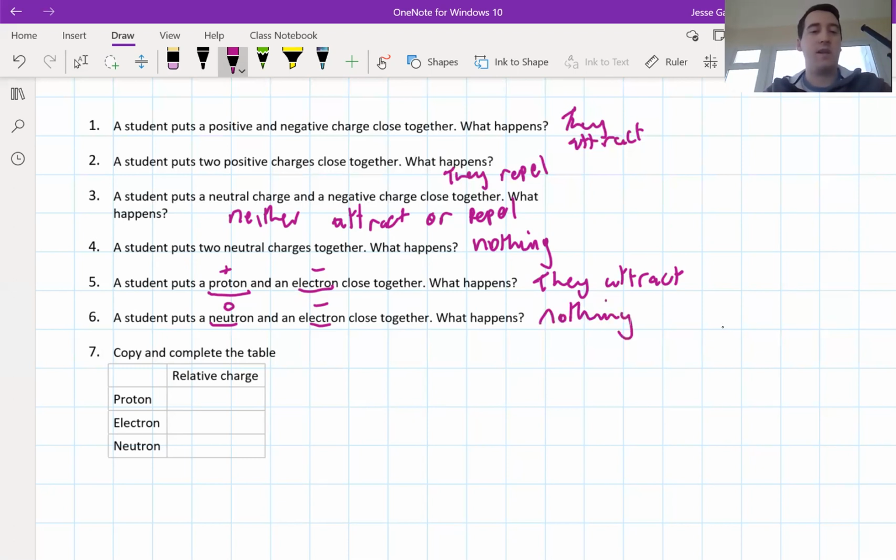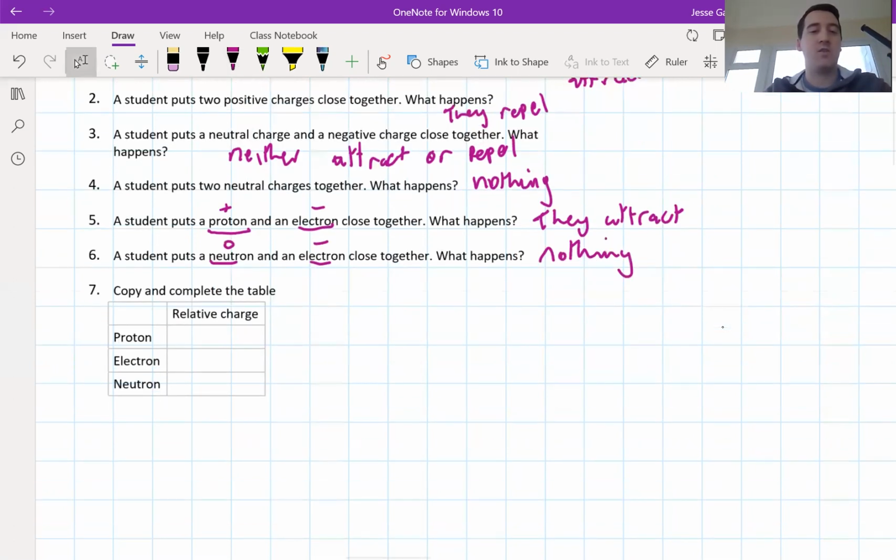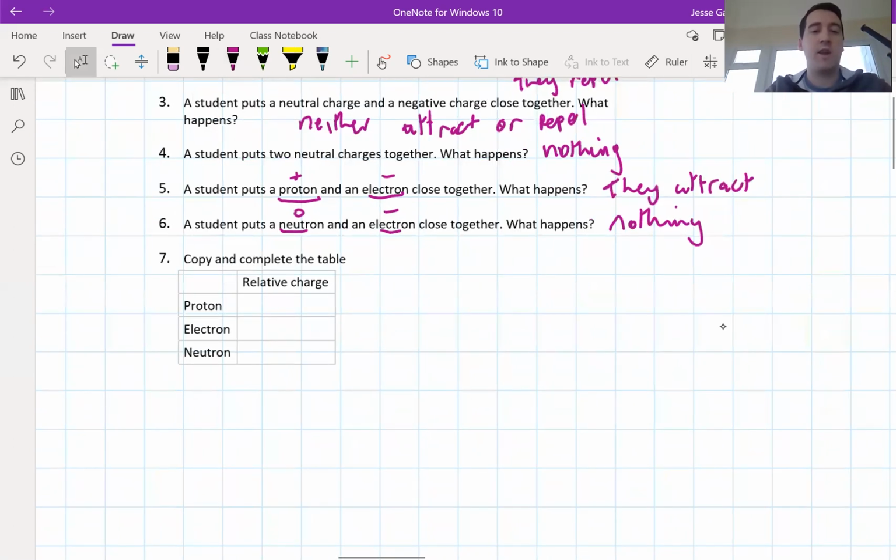And last of all, complete the table, the relative charge. So protons, you should have written, hopefully you wrote +1, electrons, 0. Oh, no, that's incorrect. Hopefully you spotted my mistake, that electrons are -1 and neutrons are 0 or no charge. All right, good job. Well done if you got all that right.